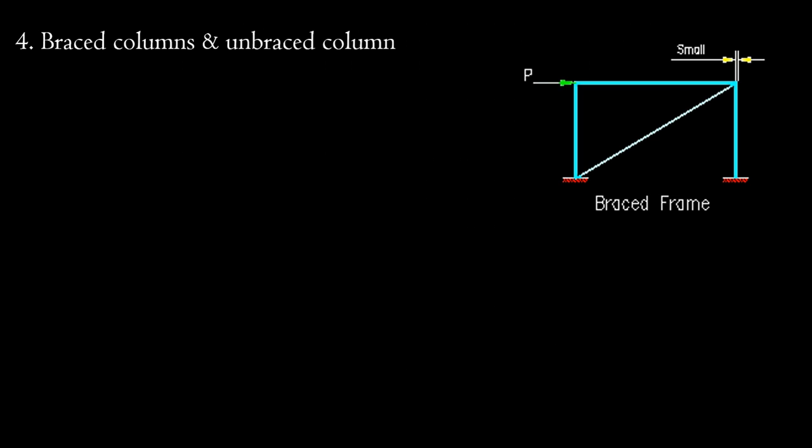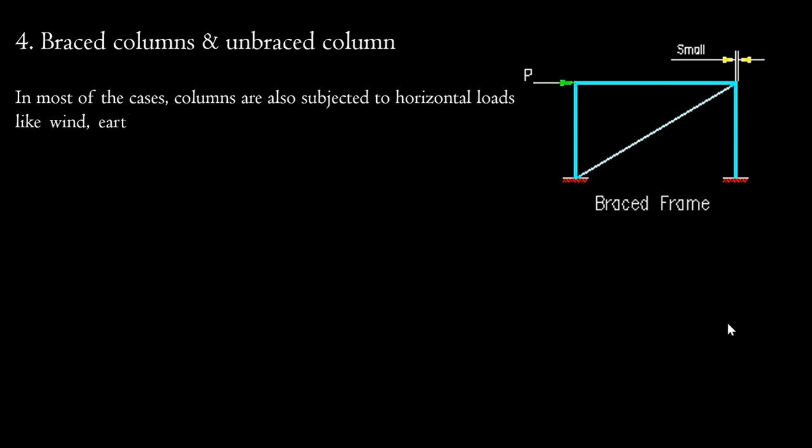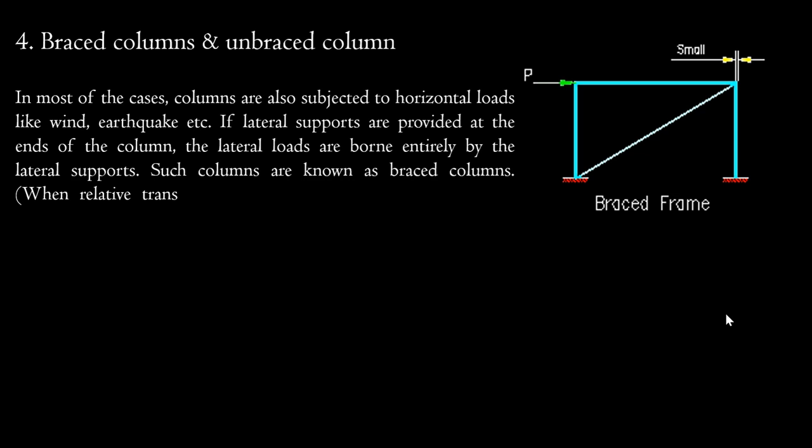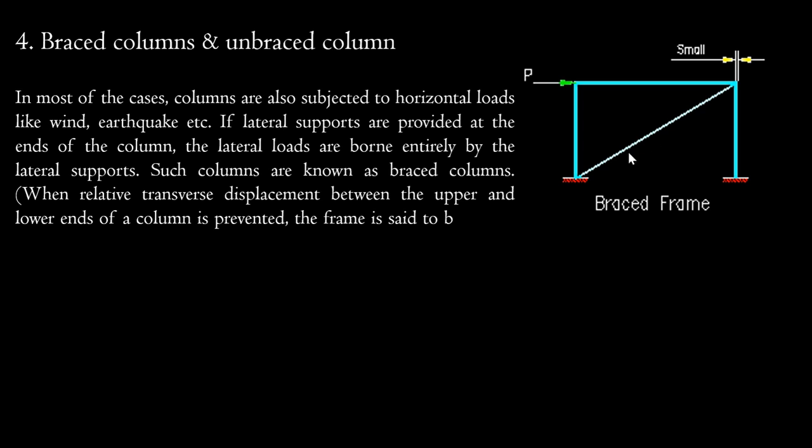Now, braced column and unbraced column. This is called a braced column. That is, if I am applying a horizontal load like this, the deflection will be very small. This mainly matters when there is a wind load or an earthquake load. In most cases, columns are also subjected to horizontal loads like wind, earthquake, etc. If lateral supports are provided at the ends of the column, then the lateral loads are borne entirely by the lateral support. That is, this will take the entire lateral loads. Such columns are known as braced columns.